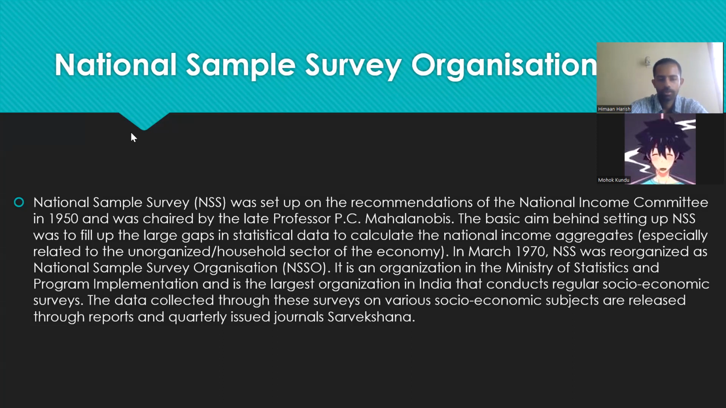In March 1970, the NSS was reorganized as the National Sample Survey Organization. It is an organization in the Ministry of Statistics and Program Implementation, and it is the largest organization in India that conducts regular socio-economic surveys. The data collected through these surveys on various socio-economic subjects are released through reports and quarterly issued journals.